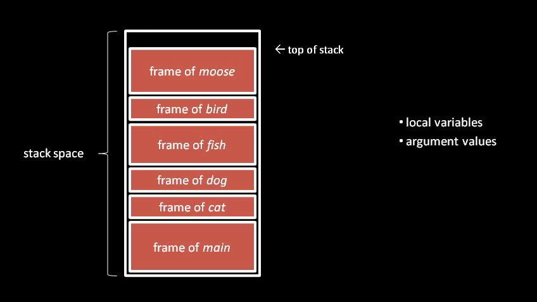Also note that when a function returns, execution is supposed to resume at the point from whence the function was first invoked. And so within a frame, we need to not just store the local variables and the argument values that were passed to that function. We also need to store the return address, the address to which execution needs to jump back when the invocation of that function is over.